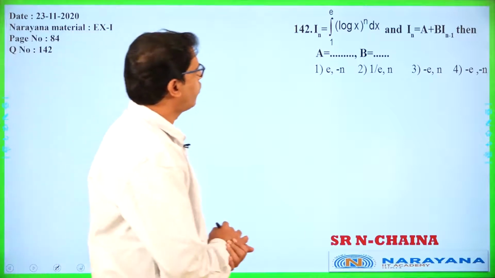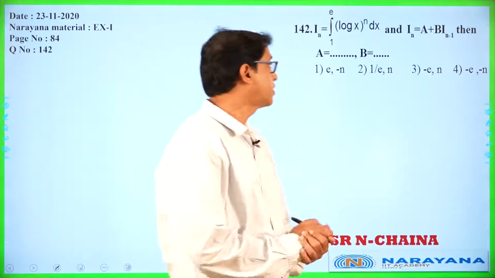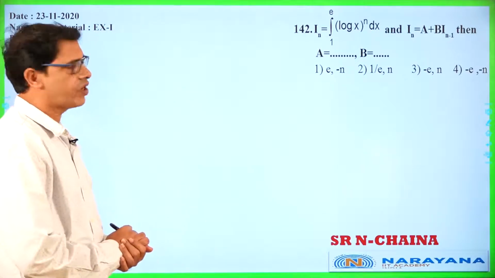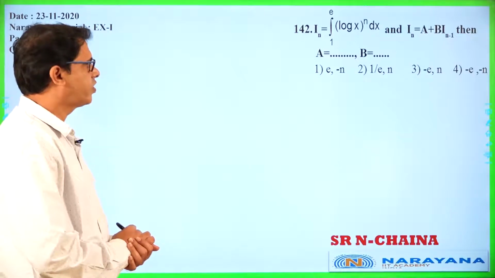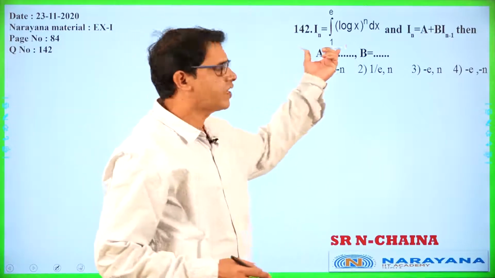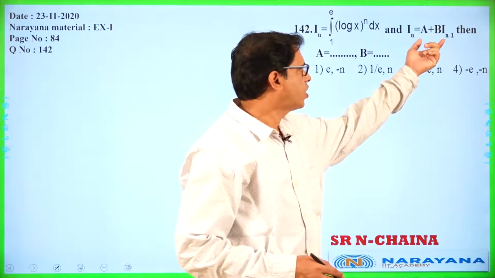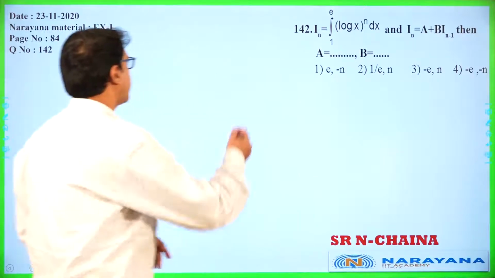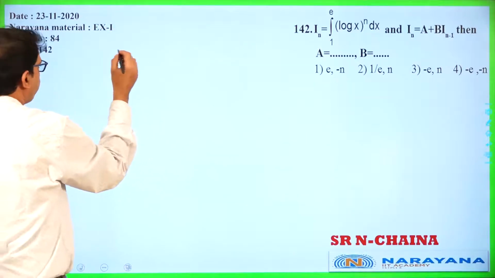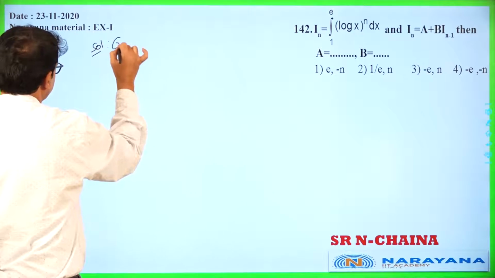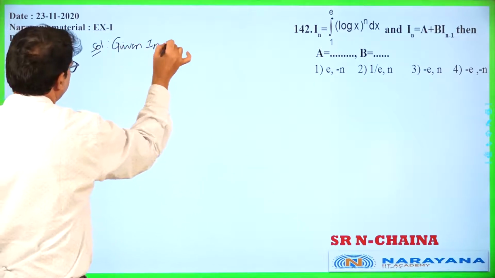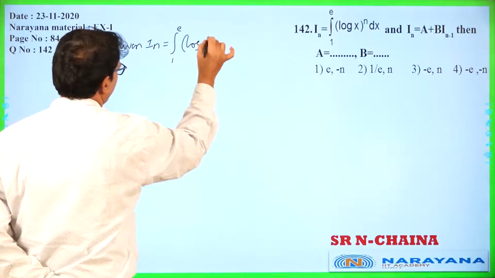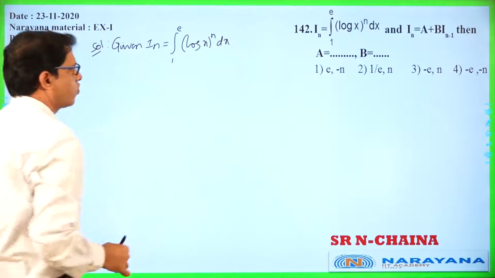I_n equals the integral from 1 to e of log x whole to the power n dx, and I_n value is given as a plus b into I_{n-1}. Then find the a value and b value. It means you need to simplify I_n. It might be in this form, a plus b into I_{n-1}. So simplifying I_n, given I_n equals the integral over 1 to e of log x whole to the power n dx.